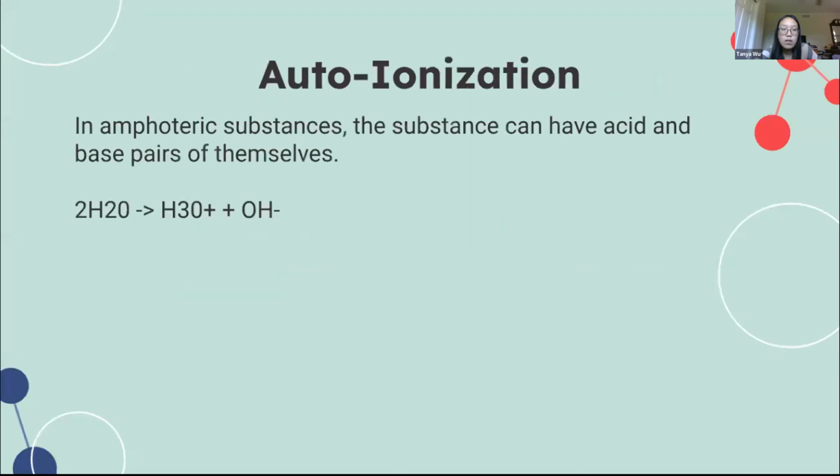Autoionization of water. In amphoteric substances, the substance can have acid and base pairs of themselves. So in water, there's always a little bit of hydroxide and hydronium inside because the water will kind of react with itself to make those ions.